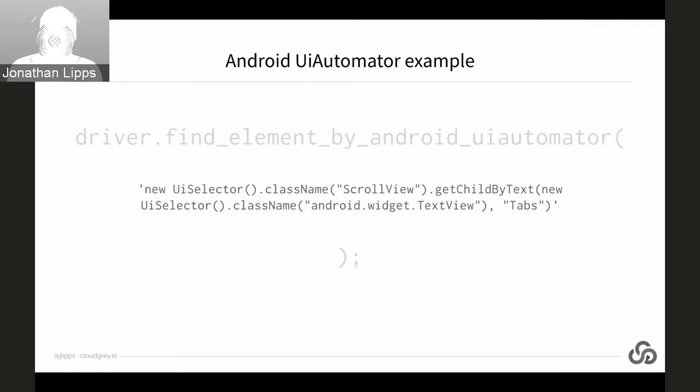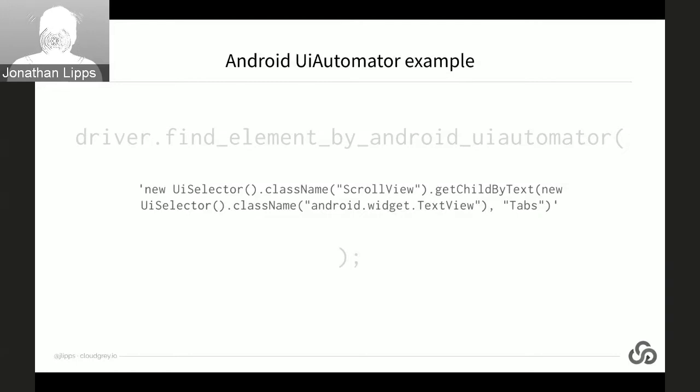For Android, the selector here looks like Java code. That's because it's going to be parsed and turned back into Java code. This is the UI selector API, which is part of UI Automator and provided by Google. And again, you can look up in the Google Docs what this stuff means. But basically, we're looking for a text view who has the text tabs in it and is a child of the first scroll view that's on the screen.